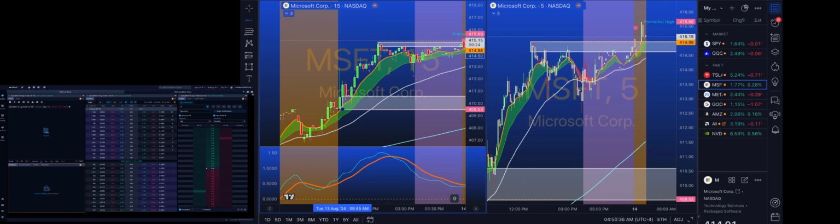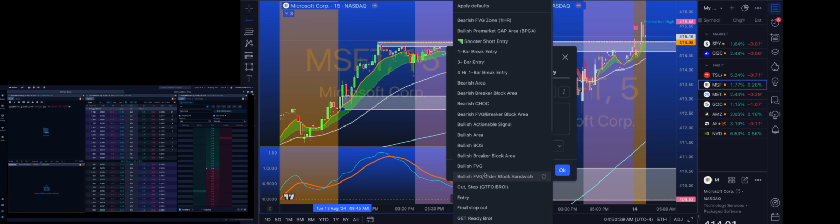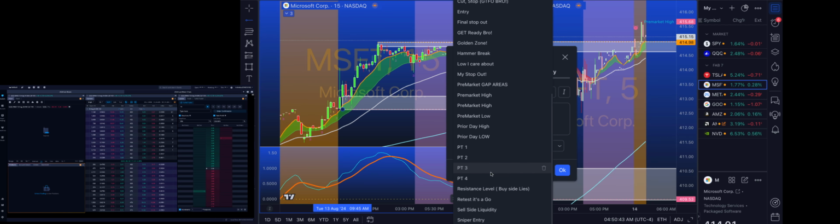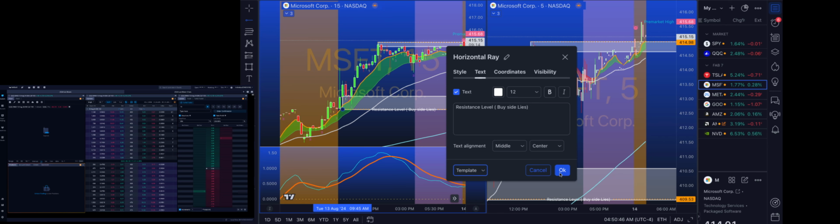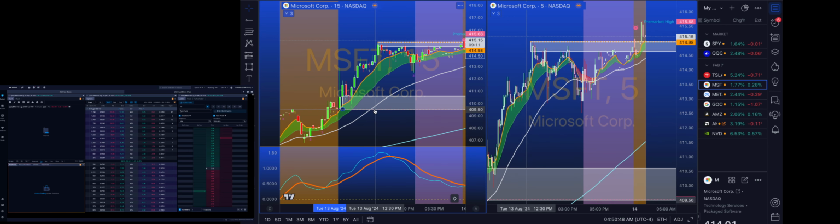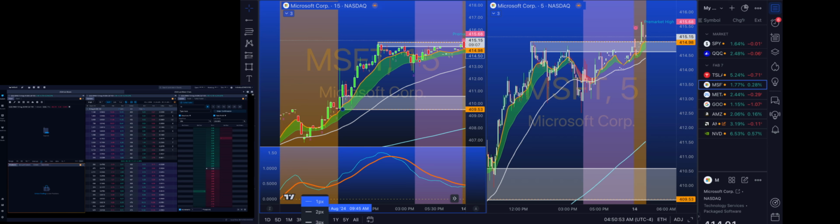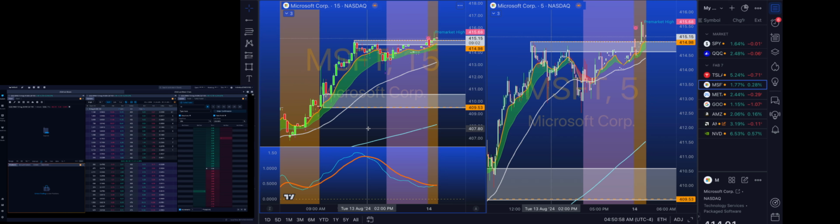I want price to break below 409.53, and that's on Microsoft. So Microsoft is leading right now for a trade long as of right now. Microsoft's the only one I have.